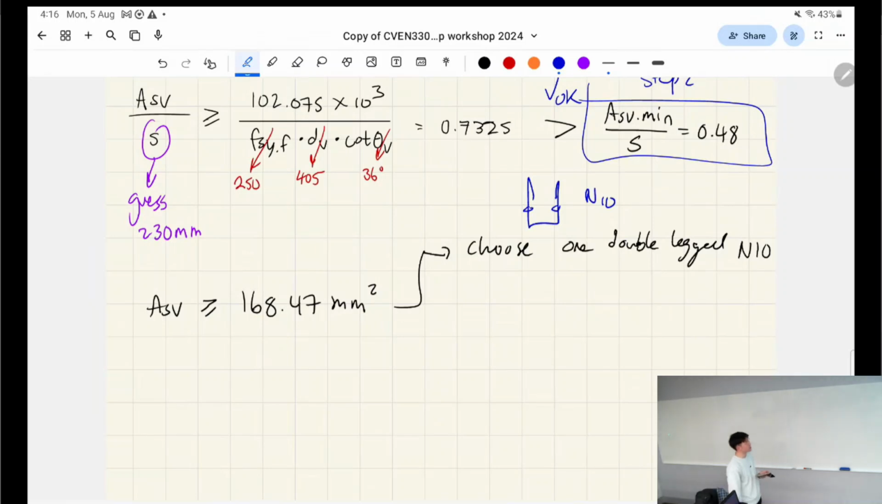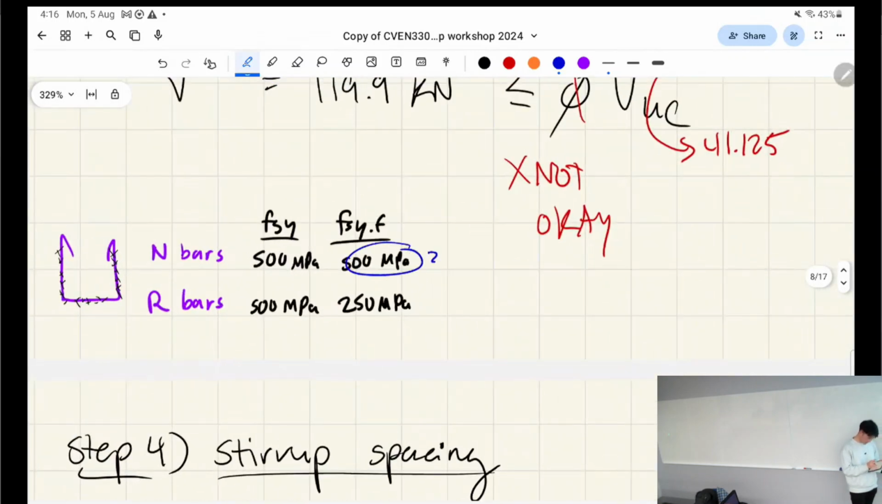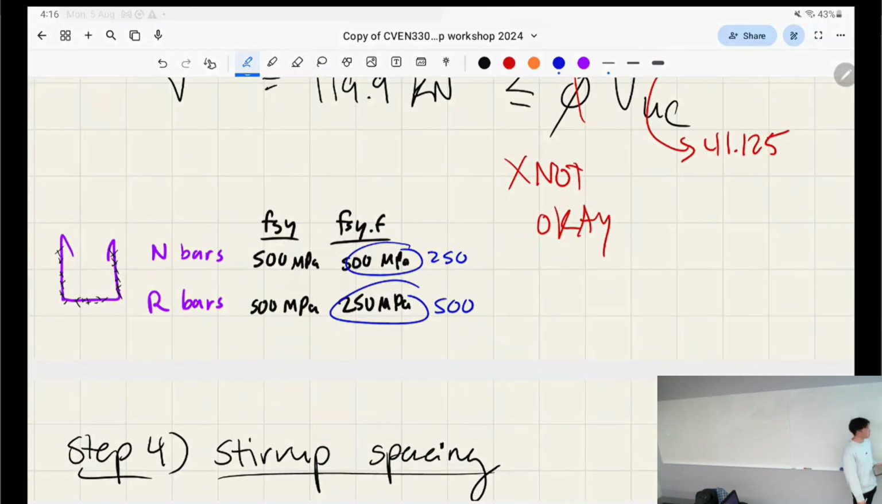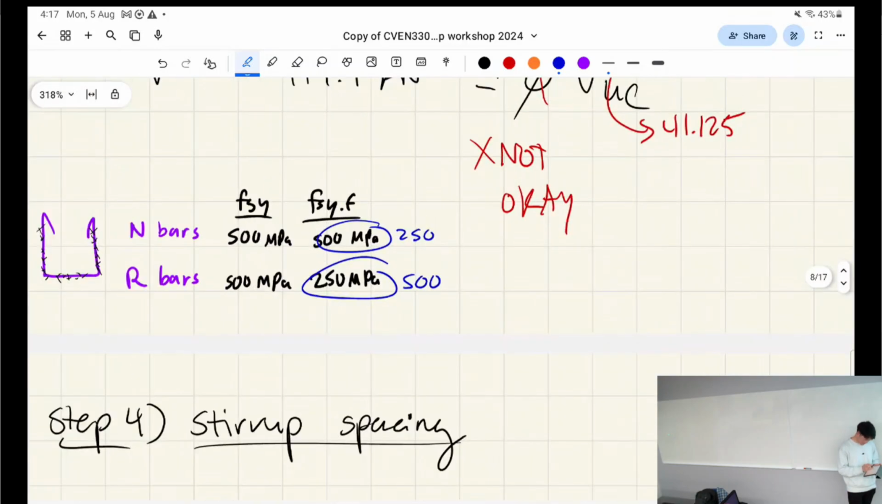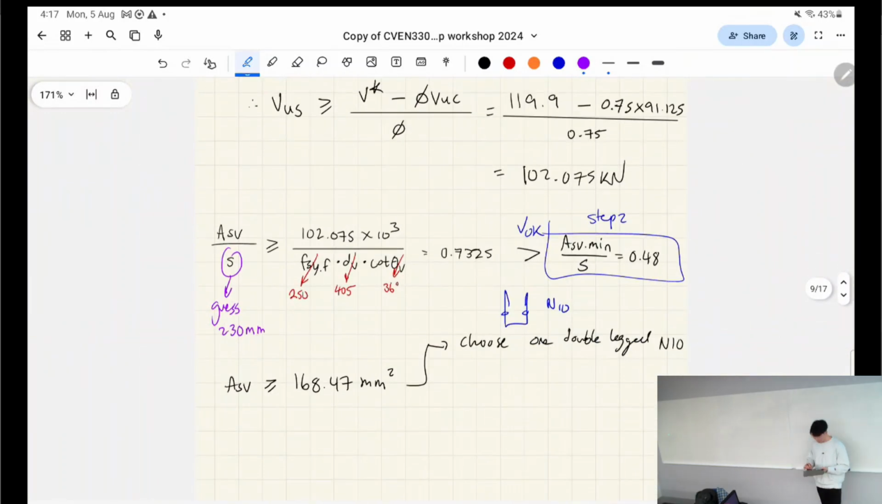And the thing is, by the way, you know how I said this? Sometimes this is 250, sometimes this is 500 as well. These are just typical values for N bars and R bars, but always refer to what's written on your test. Because what it's saying is we have N bars, but they're 250 fsy.